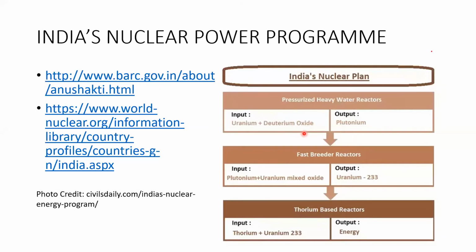And when the chain reaction takes place, that fertile material will be enriched. So here plutonium is used. We have seen the reaction where uranium 238 is converted into plutonium.